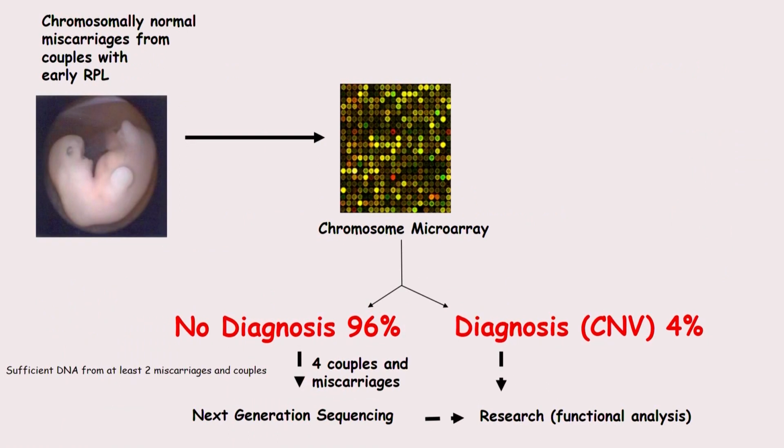So our study had a very simple concept. Couples were recruited that had multiple chromosomally normal miscarriages, and then they had chromosome arrays. In about 4% of cases, we found CNVs which we considered possible causes of recurrent pregnancy loss. Some of these underwent, or are undergoing, further research studies for functional analysis of the genes affected by CNVs, in order to try to prove that there is truly an effect of the CNV on the development of the embryo.